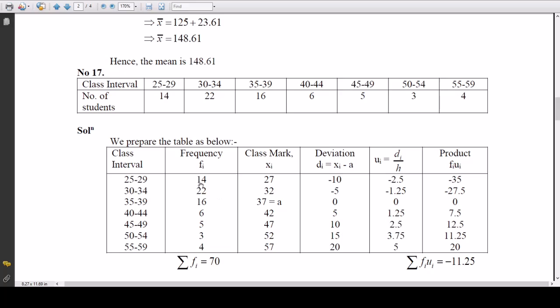Now the product of fi and this ui. Plus minus is minus. 2.5 multiplied by 14 is 35.